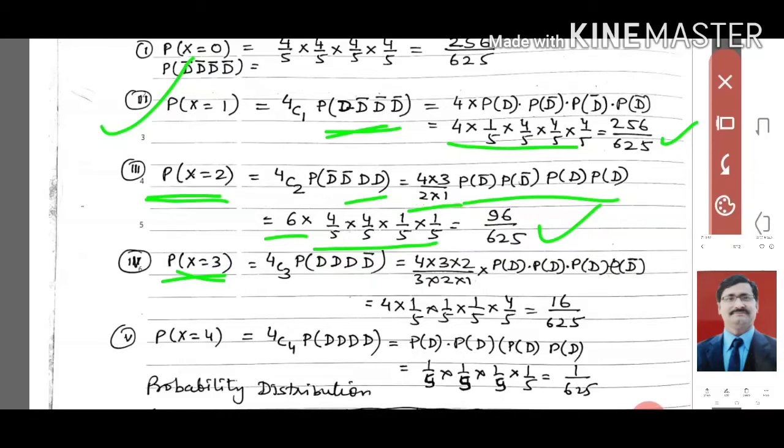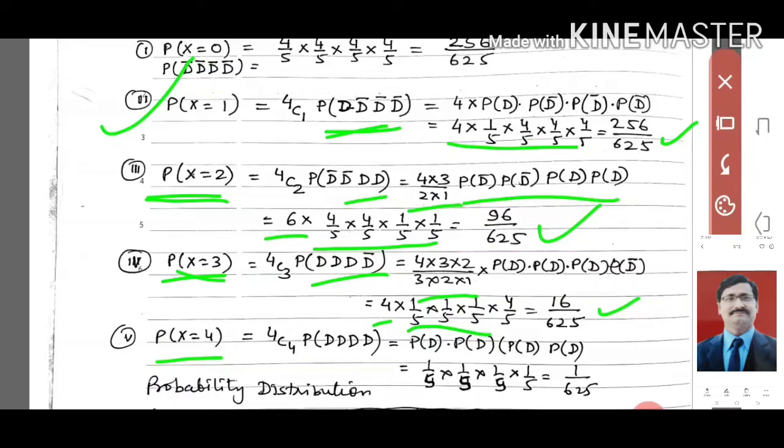Now P(X=3) means 3 defective bulbs. So you will write 4C3. 4C3 means the total cases will be 4. So P(D) into P(D) into P(D) into P(D'), that you will write here with values: 4 into 1 by 5 into 1 by 5 into 1 by 5 into 4 by 5, that is 16 by 625.